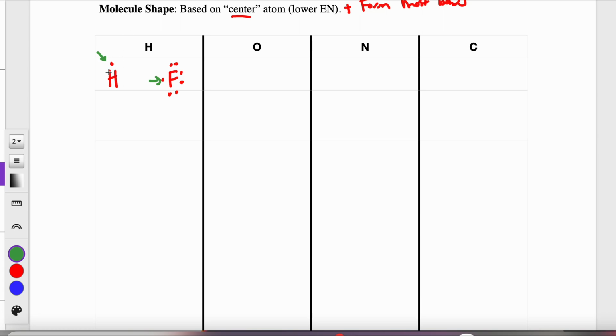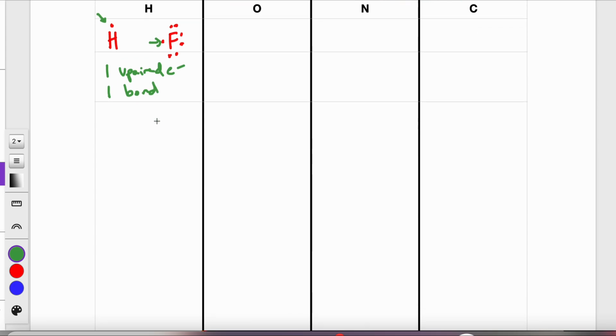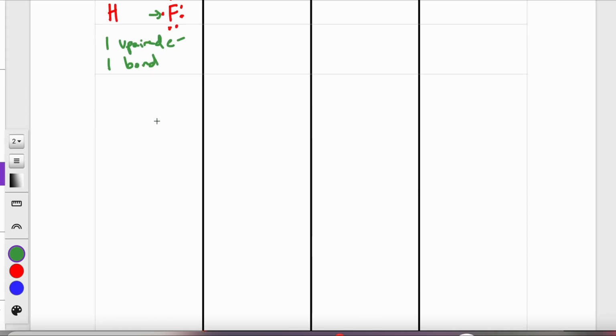So this unpaired electron in hydrogen needs a partner. It's going to get it through bonding. This single unpaired electron in the halogen fluorine is what's used to form a bond. So hydrogen and halogens have one unpaired electron. Therefore, these types of atoms are only allowed, and must, form one bond. And because they can only form one bond, there's really only one shape that results.